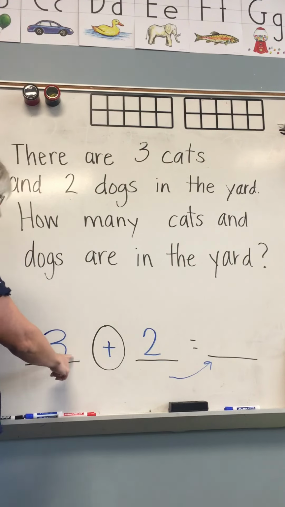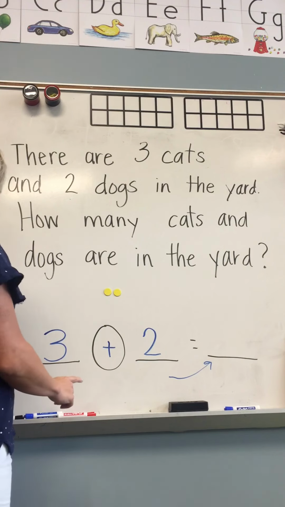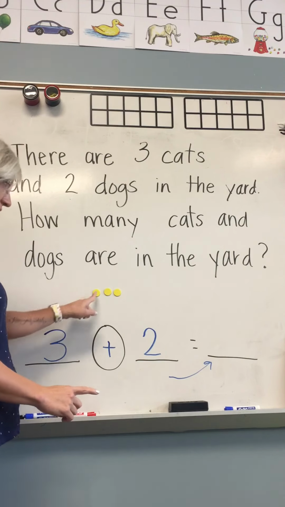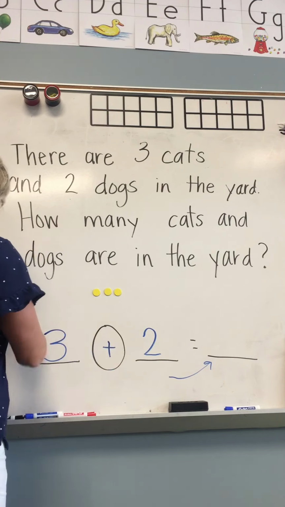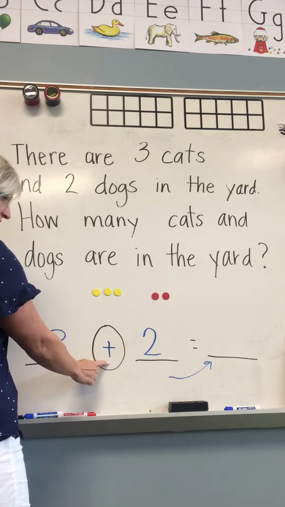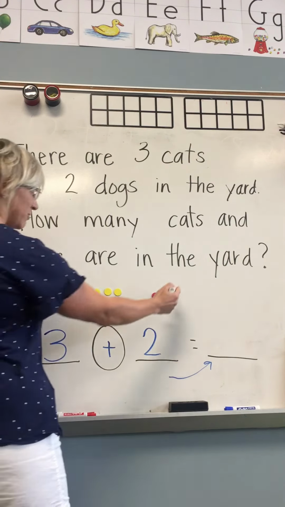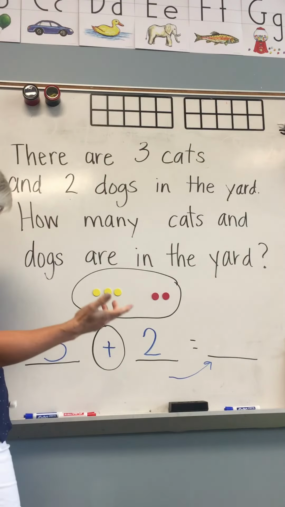So the number 3: 1, 2, 3. There's my 3 cats in the yard. Now my 2 dogs: 1, 2. Now since I'm adding, I'm going to be putting these numbers together. So imagine that circle as the yard.